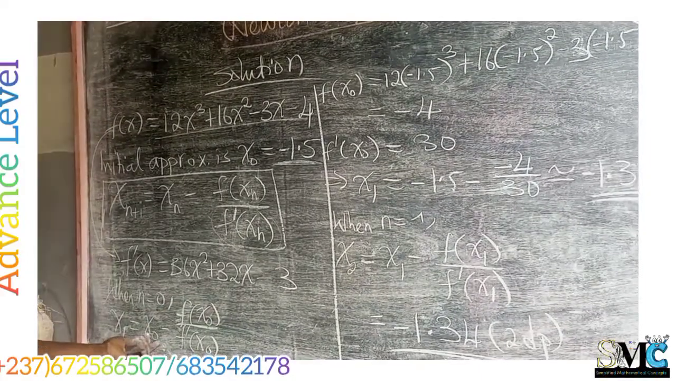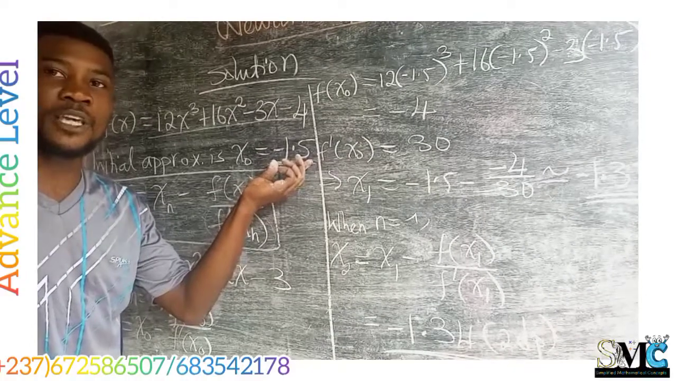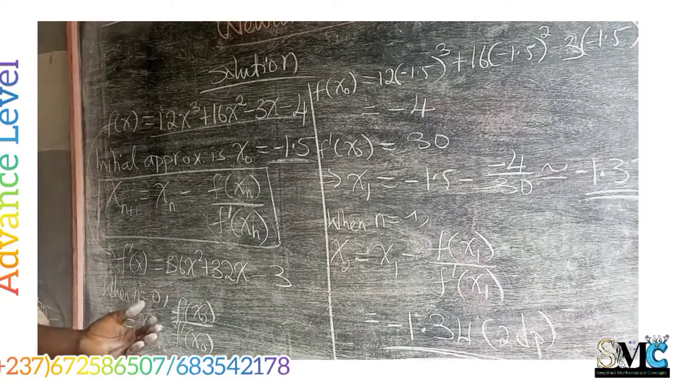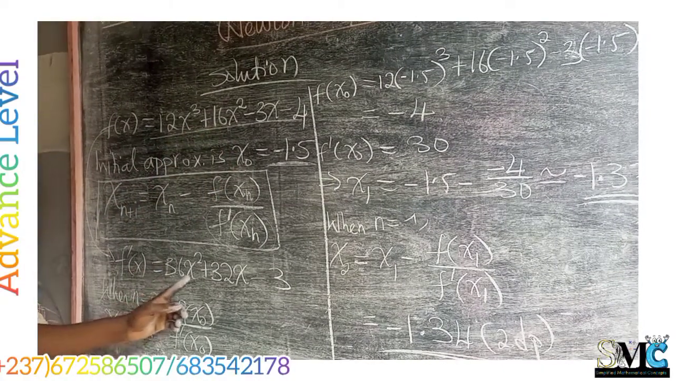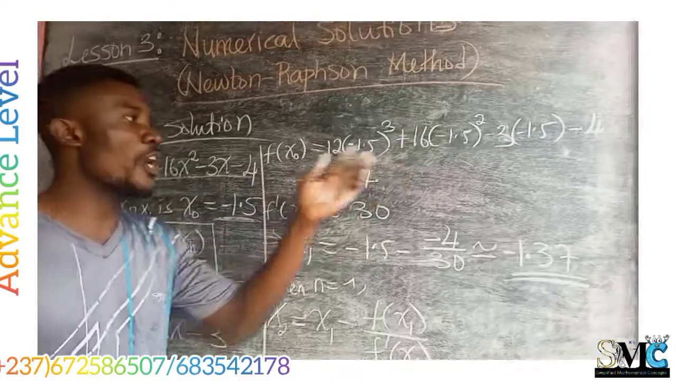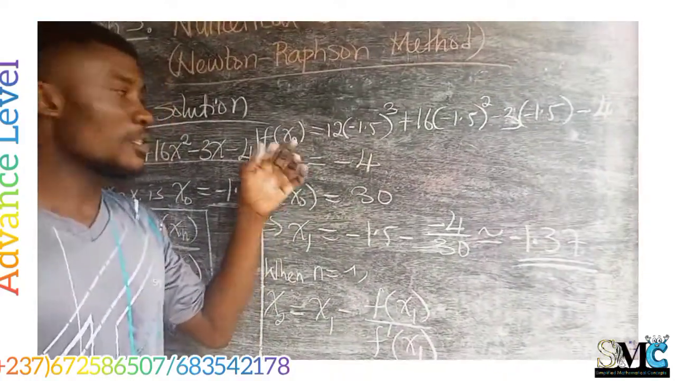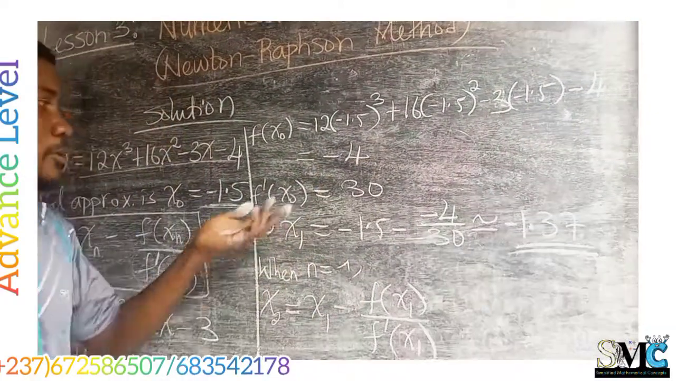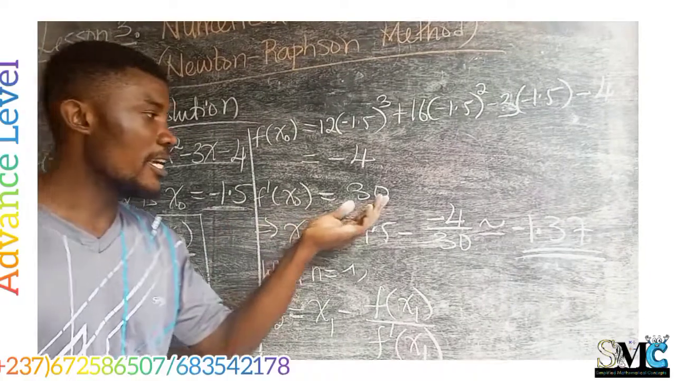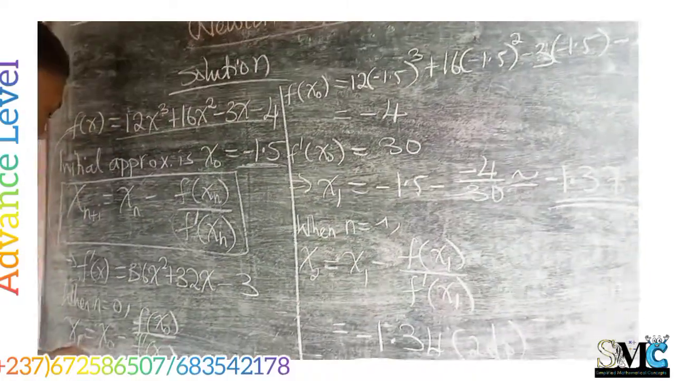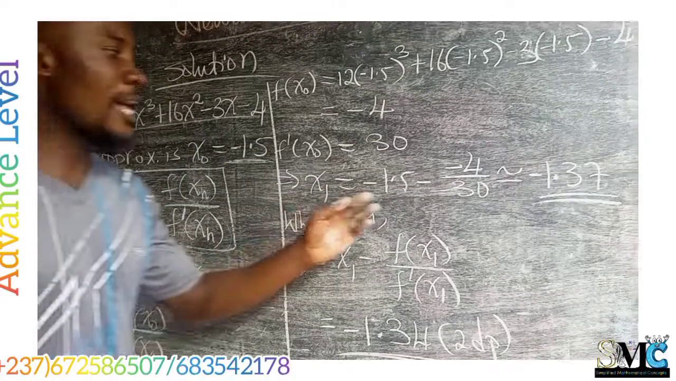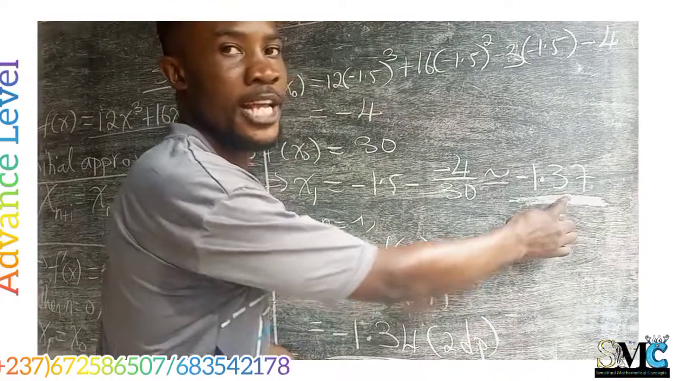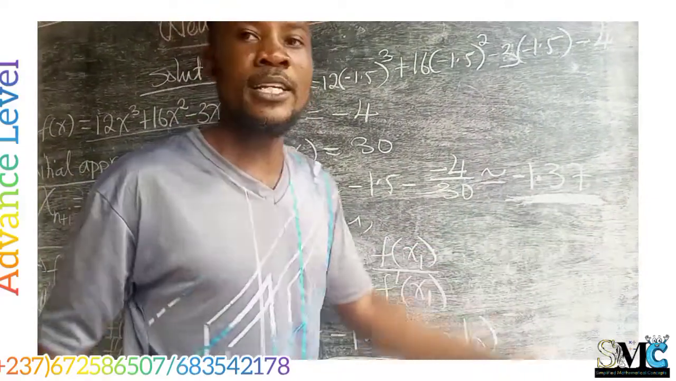Now I already know x0. x0 is the initial approximation that was given. So what I need to find is f of x0 and f prime of x0, simply by substituting x0 in f of x and x0 in f prime of x. I do the substitution here for f of x, so f of x0 is equal to negative 4. I do the same substitution for f prime of x, and it gives 30. Then I substitute back in my x1 equal to this and simplify to have the answer of the first iteration, correct to 2 decimal places, as negative 1.37.